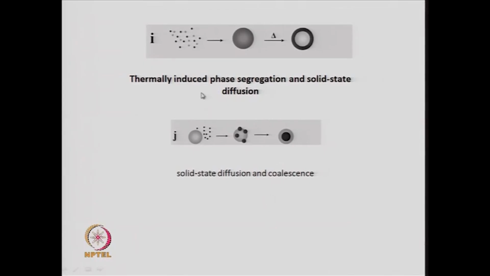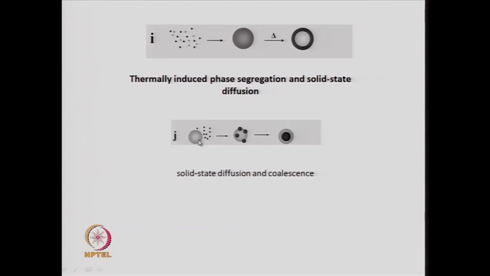You can also have thermally induced phase segregation and solid state diffusion. So, you have two types of particles here, and then it forms a composite particle, and as you heat this composite particle, the phase segregates, the dark ones and the white ones segregate to form two completely distinct entities. One forms the core, the other forms the shell. So, this is thermally induced phase segregation and solid state diffusion.